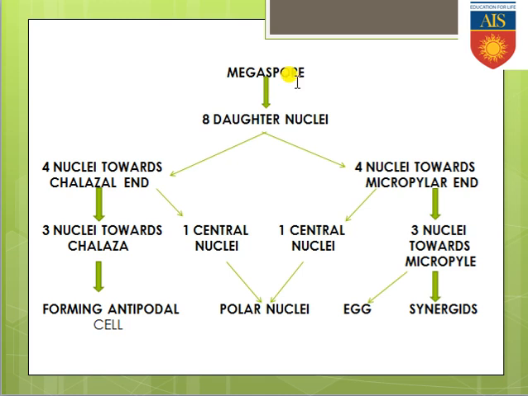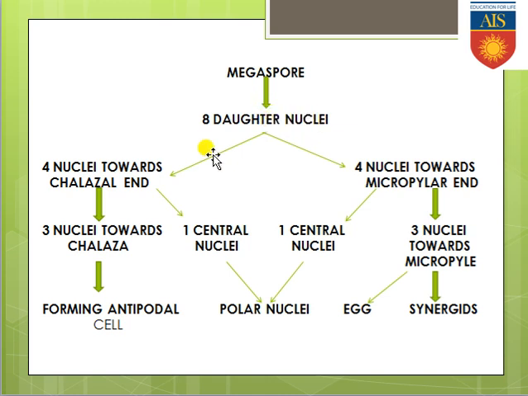Keep it in your mind, this megaspore is dividing 3 times. Again I am repeating, the megaspore divides 3 times, and that is by mitotic cell division. When they divide by mitosis 3 times, automatically 8 daughter nuclei are formed, because 1 to 2, 2 to 4, 4 to 8. So the 8 daughter nuclei have been formed.